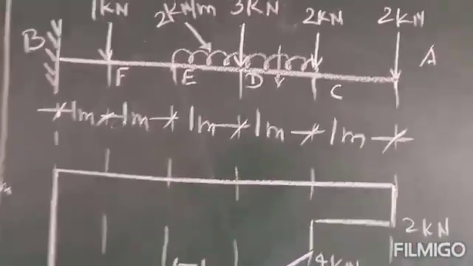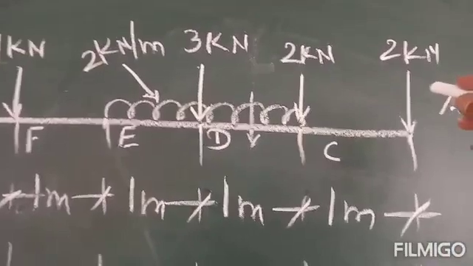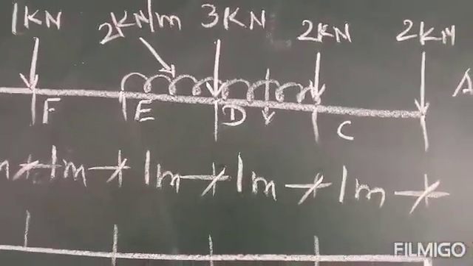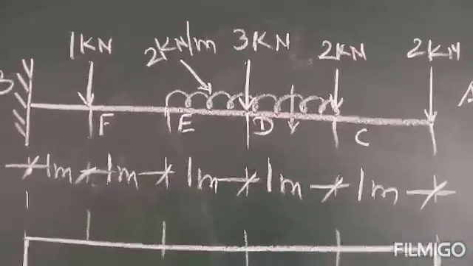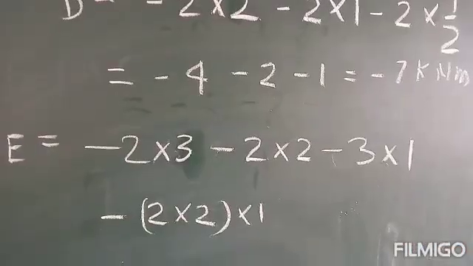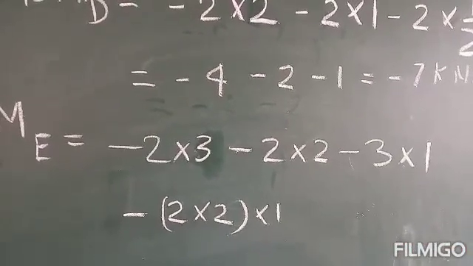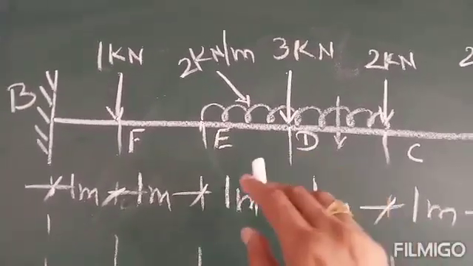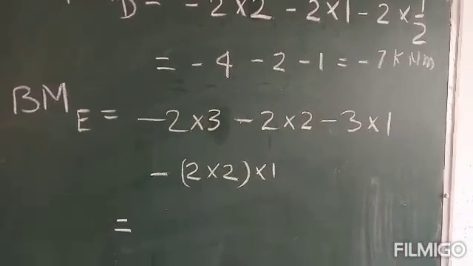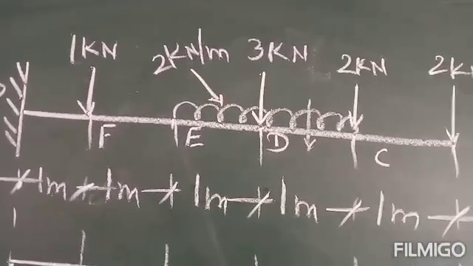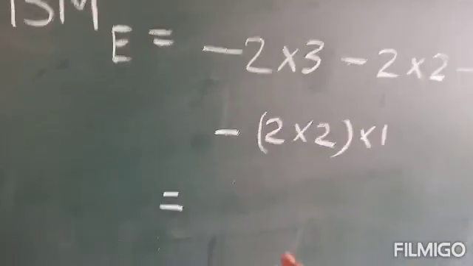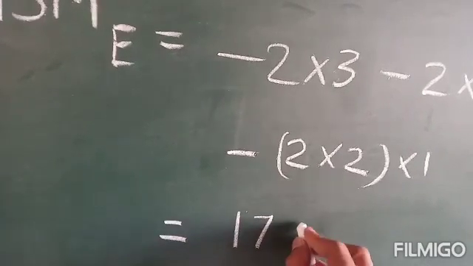Next, bending moment at E. At E, this 2 kilonewton and this distance is 1, 2, 3. 2 kilonewton into 3 meter, that is 2 3s are 6. Then again at point C, 2 kilonewton and this distance is 2 meter, that is 2 into 2. And next is 3 kilonewton at point D at a distance of 1 meter from A, that is 3 into 1. And for the UDL of 2 kilonewton into a distance of 2 meter, 2 into 2, 4 kilonewton. Bending moment about E comes to -17 kilonewton meter.